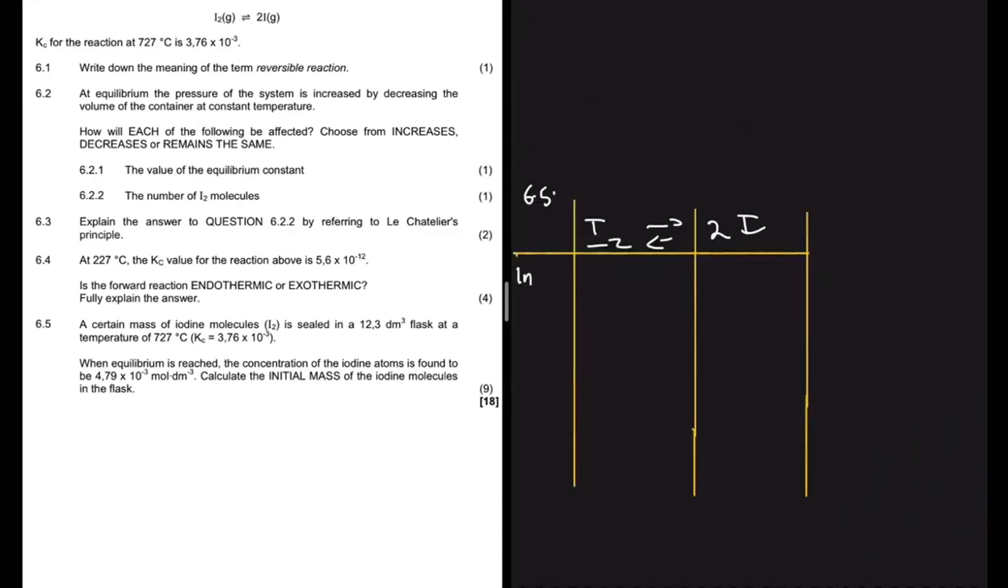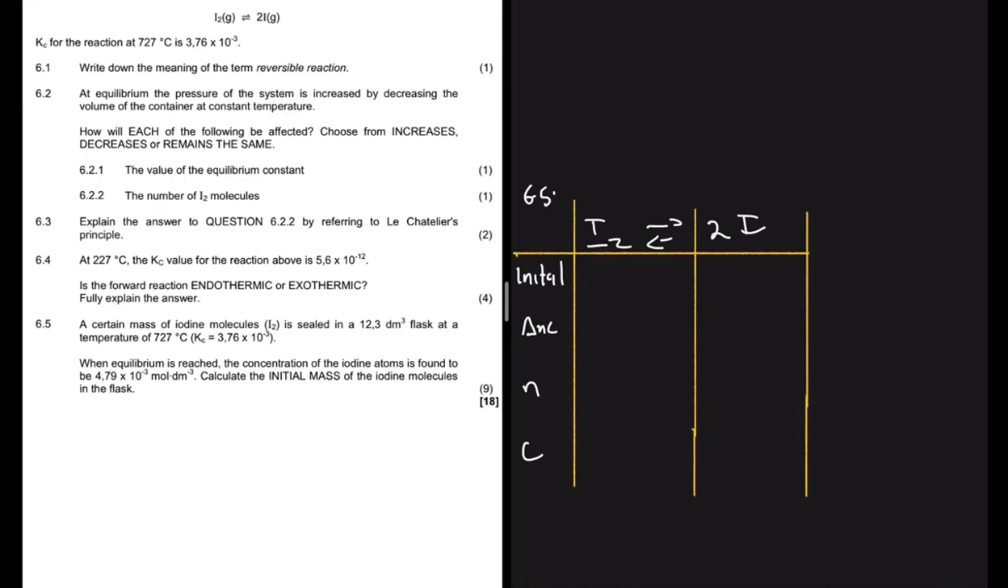And then we're supposed to calculate the initial mass of the iodine molecules. So before we go anywhere else, let's have our equation. So we have I2 giving us and getting back from 2I, right? So if we draw our table, we're gonna have the number of moles initial, the change in the number of moles, the number of moles in equilibrium, and the concentration, right?